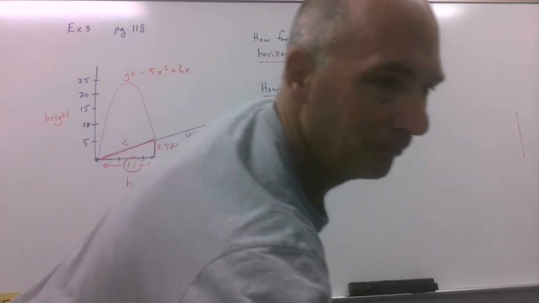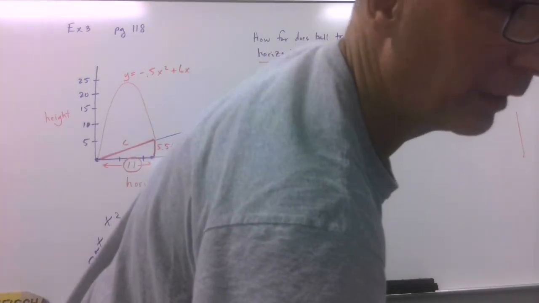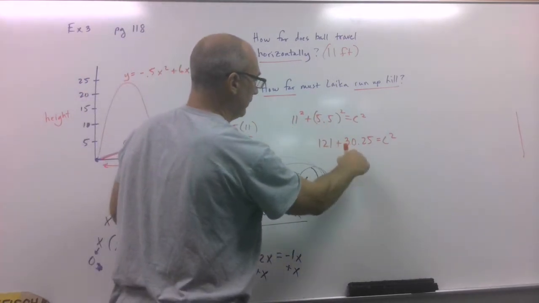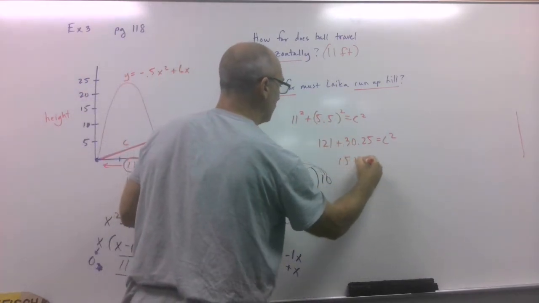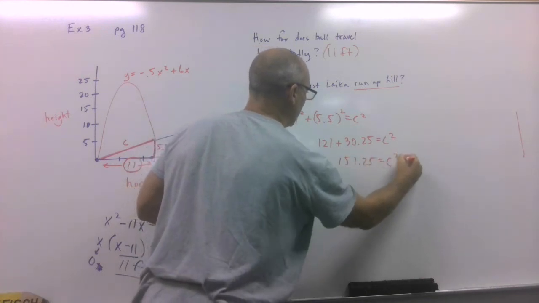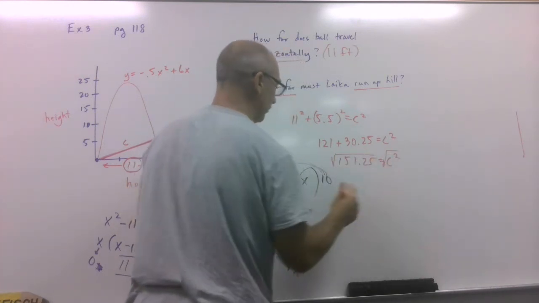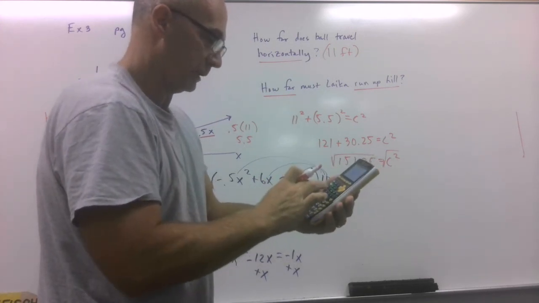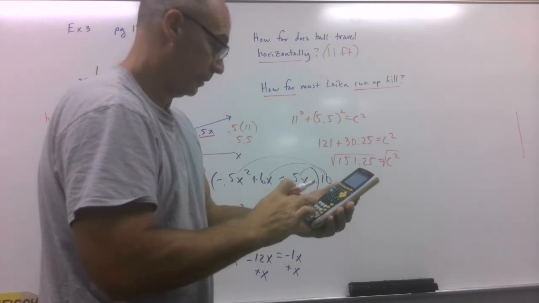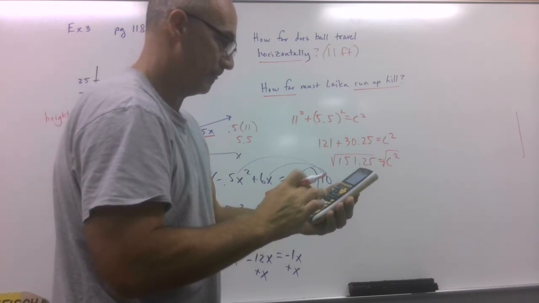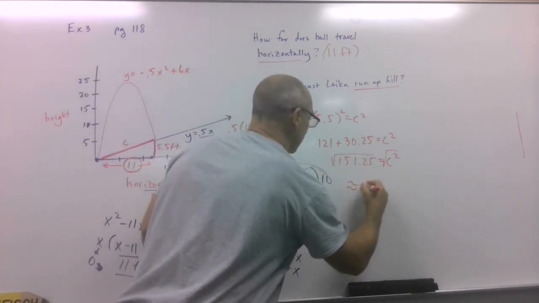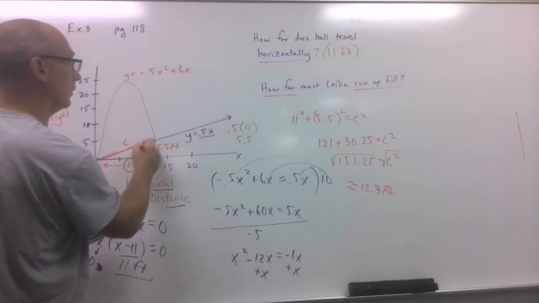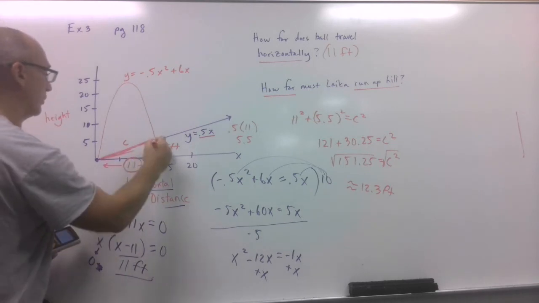Let me check my time. Okay, I think I can do this. I've got about a minute left. So you can see I squared this, so I'm going to add these together. 151.25 equals c squared. Take the square root of both sides, and now I've got to take the square root of 151.25. That's approximately 12.3 feet that old Rover or Leica had to run up the hill.